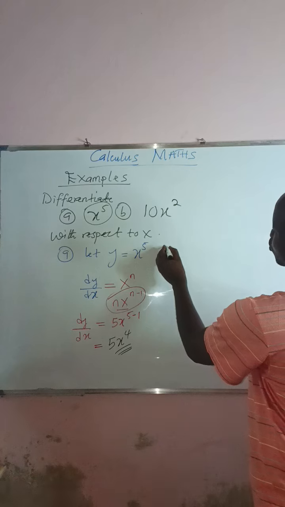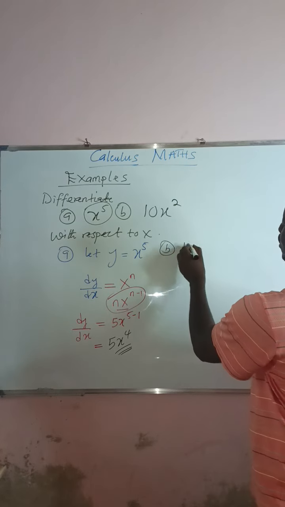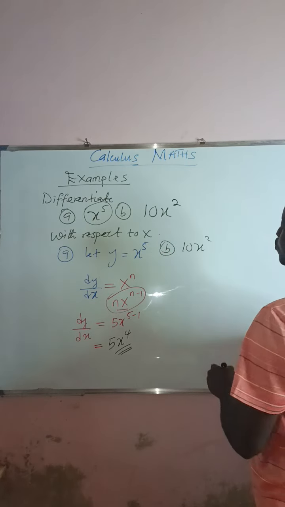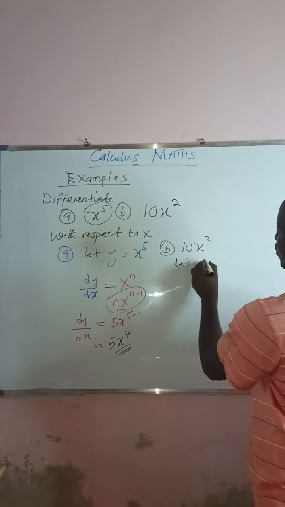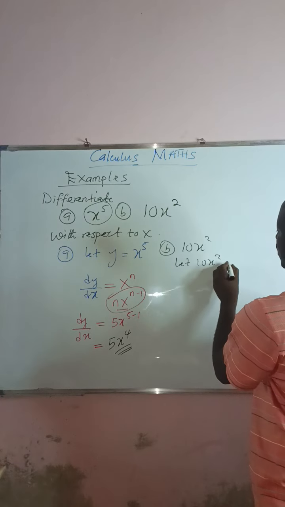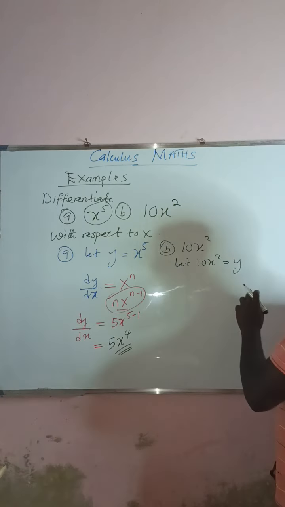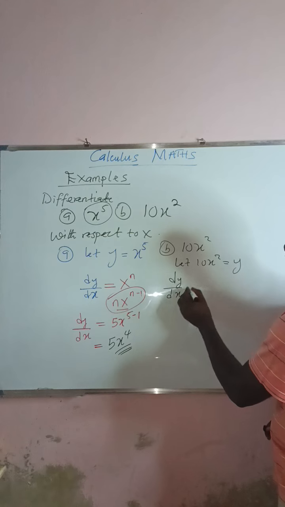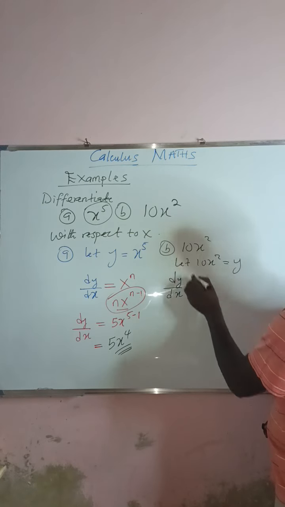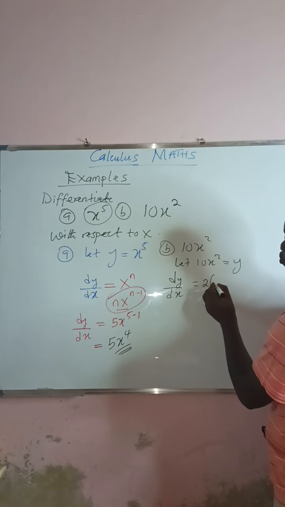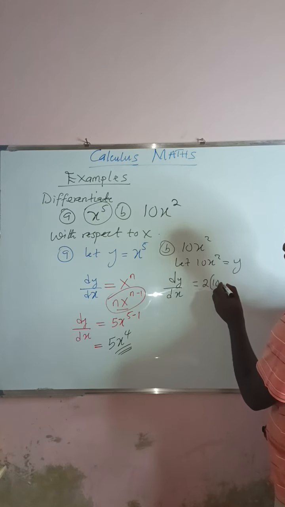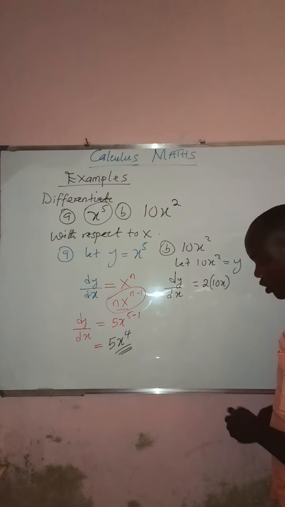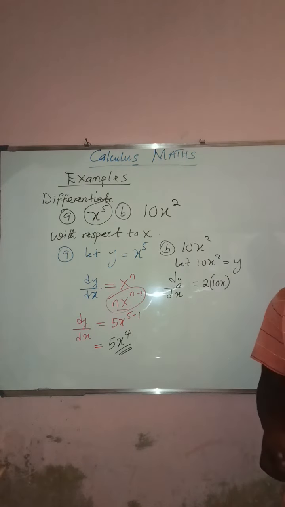Then the next one is b, 10x raised to the power of 2. So let's say 10x raised to the power of 2 is equal to y. To differentiate this, we have dy/dx is equal to, the 2 will come to this side, so we have 2 times 10 times x, then we close the bracket.